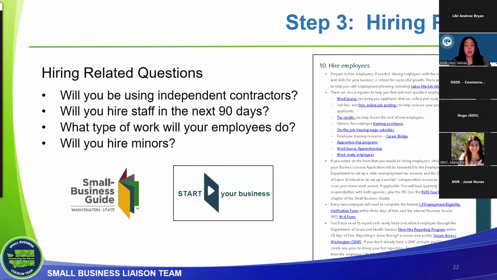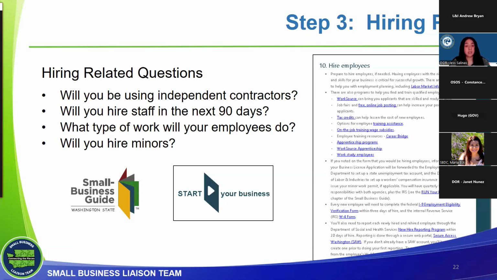Third question, what type of work will your employees do? Labor and Industries needs to have a basic idea of what employees will be doing to determine the risk class and rates for workers' compensation insurance. Workers' comp covers employees who are injured on the job.